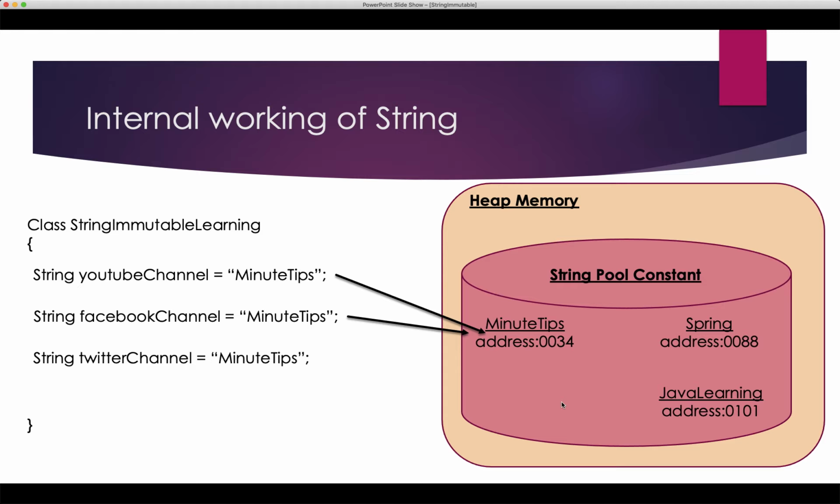Now I'm creating a third variable of type string, twitterChannel, and the name is also the same. So what will happen? It will also point to the same address rather than creating a new string. Finally, I'm creating a fourth variable, instagramChannel, and the name is also the same, so it will also point to the same address. Now my four variables of type string are holding the same value, Minute Tips, and that's the reason all four variables are pointing to the same address.